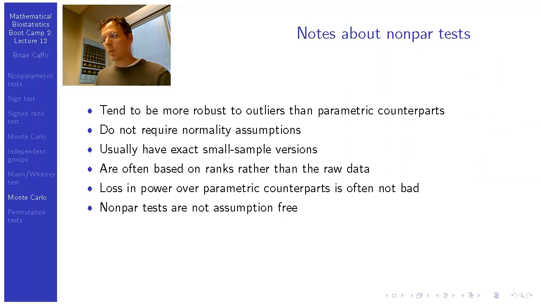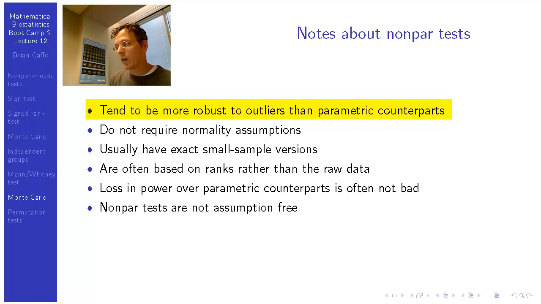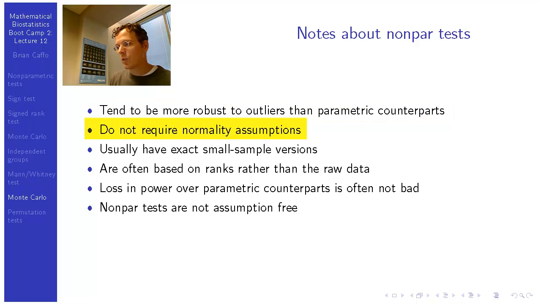So some final notes about the non-parametric tests is they tend to be more robust to outliers than their parametric counterparts. They do not require normality assumptions. They often have exact small sample versions. And their big trick is to focus on the ranks rather than the raw data. There is some loss in power over their parametric counterparts, assuming the parametric assumptions are met, but the loss in power is often not so bad.